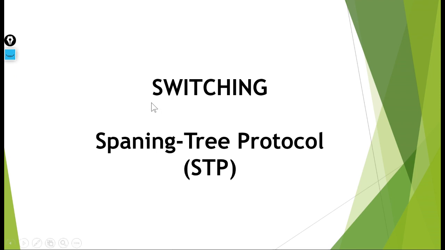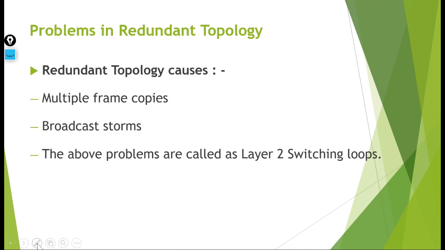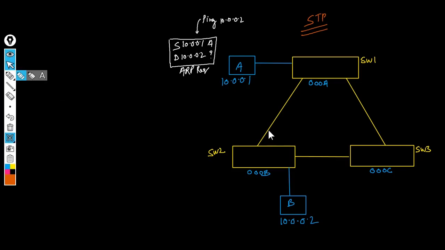If you look at this, that's what we have seen: multiple frame copies, broadcast storm, and these problems are known as layer 2 switching loops. And to avoid these switching loops, we are going to use STP, spanning tree protocol.